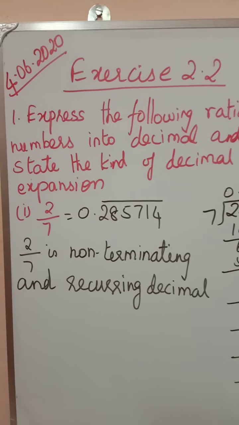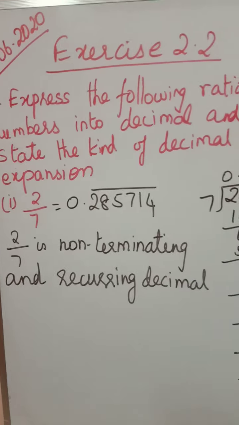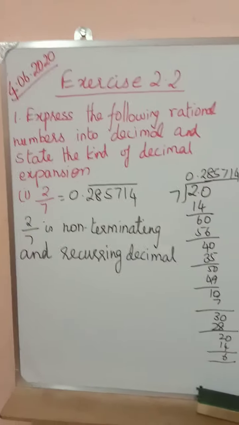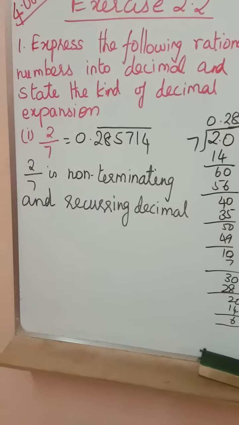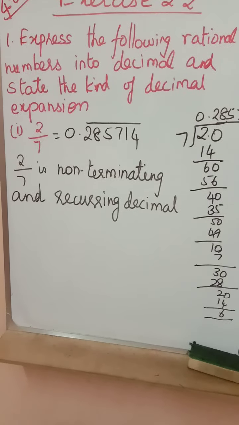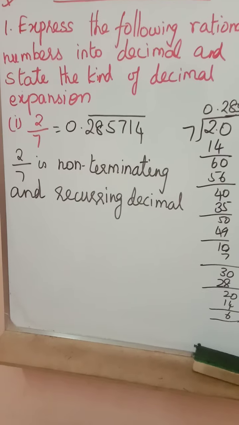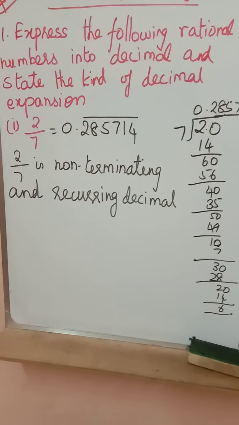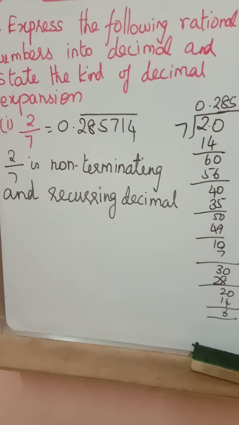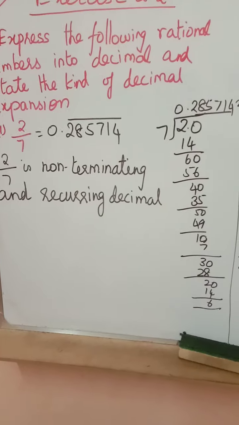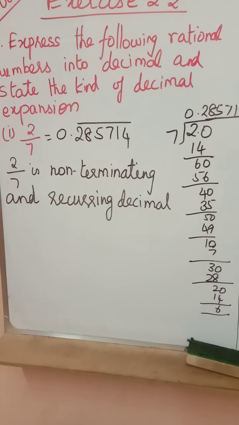Exercise 2.2. Question number 1. Express the following rational numbers into decimal and state the kind of decimal expansion. 2 by 7 is a rational number in the form of p by q. We have to express this rational number in decimal form.